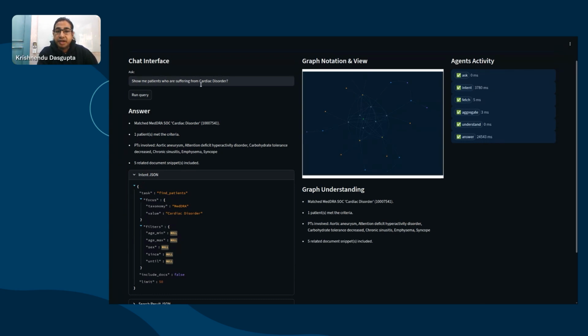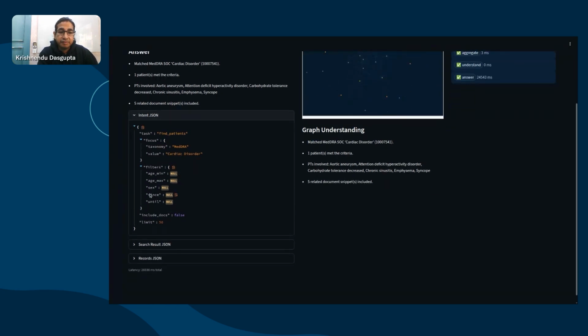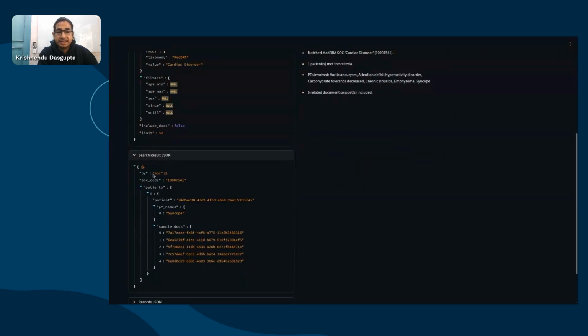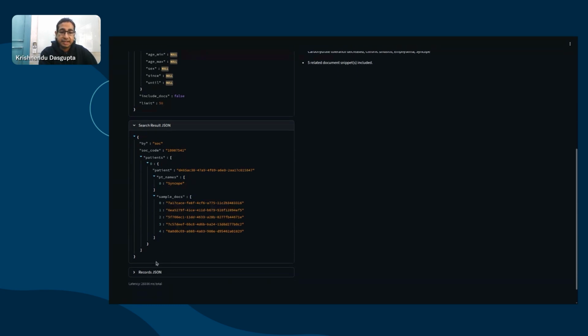And let's say I want to find cardiac disorder, and they have no filters on it. And then what was the search result? So it says, okay, I found it by SOC, and this entire data is sitting in Neo4j, by the way. And the patient is in this ID, the patient name for that ID, and they have this particular disease. So when the disease comes in, then it passes on to the record JSON.